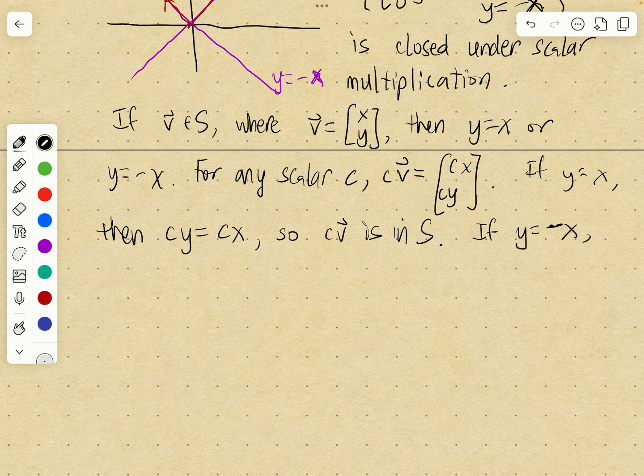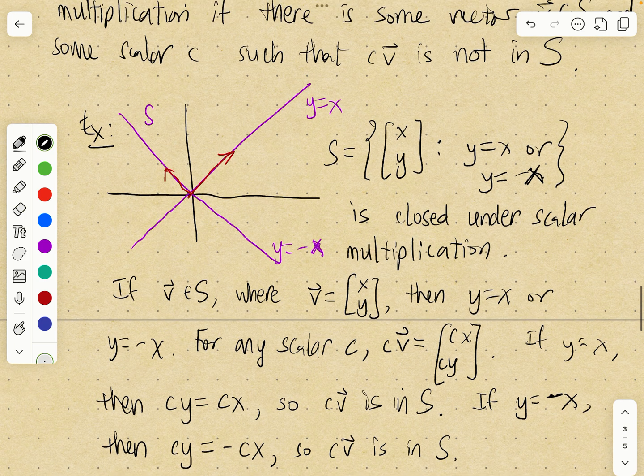If y is equal to negative x, then Cy is equal to negative Cx, right? And so CV is again in S. And that's the explanation. That's basically a way of writing down that when you take a vector on the line y equals x and scale it, you stay on the line because the components are the same. And if you take a vector where the second component is -1 times the first component and scale it, that new vector's second component will still be -1 times the first component.